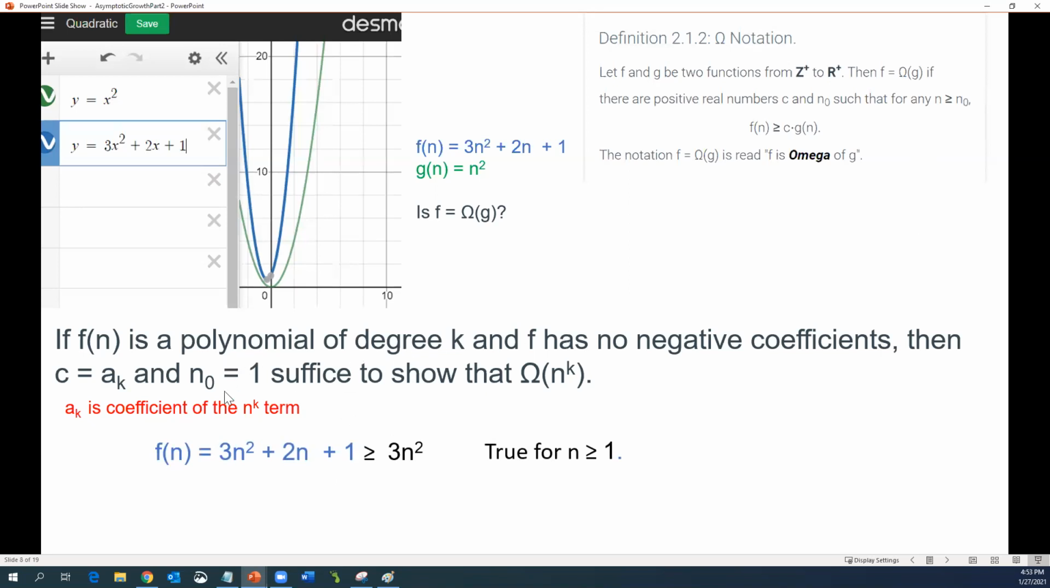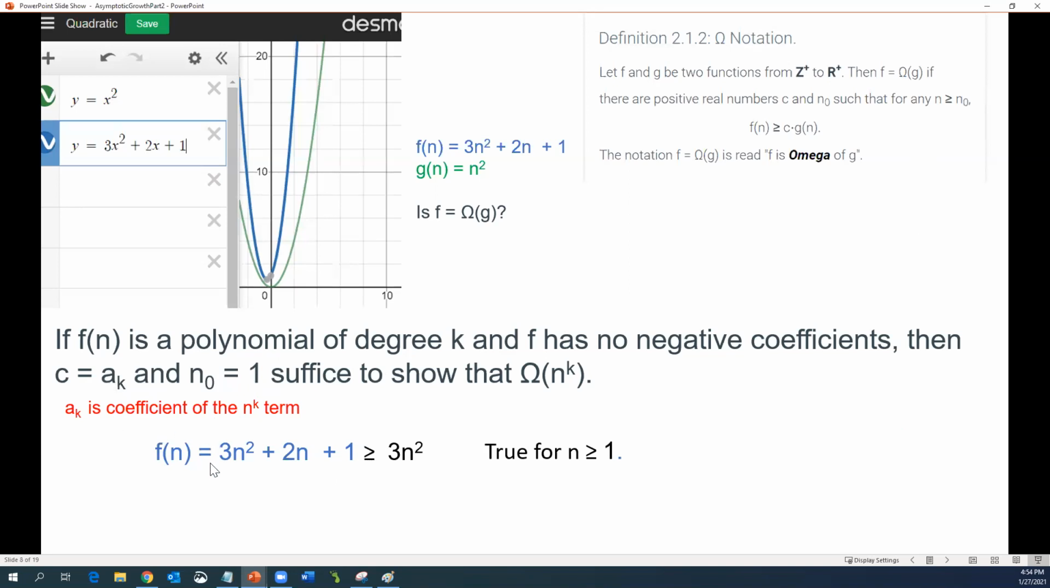Okay, so here's what we do. We would use this for C and this for N naught. C would just be our A sub K, which is the leading coefficient, the coefficient in front of that first term. And then N naught is always going to be 1, just like it was with our O notation for polynomials too. So that's the rule. You could just use it, but let's show it.